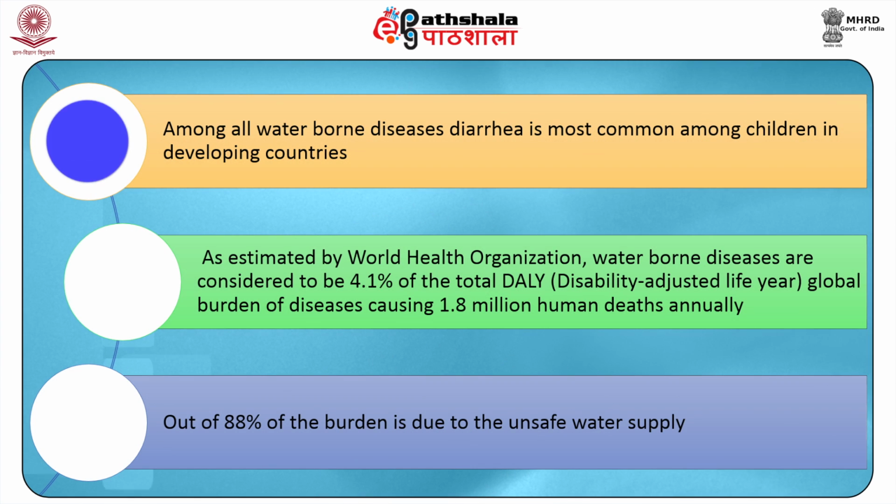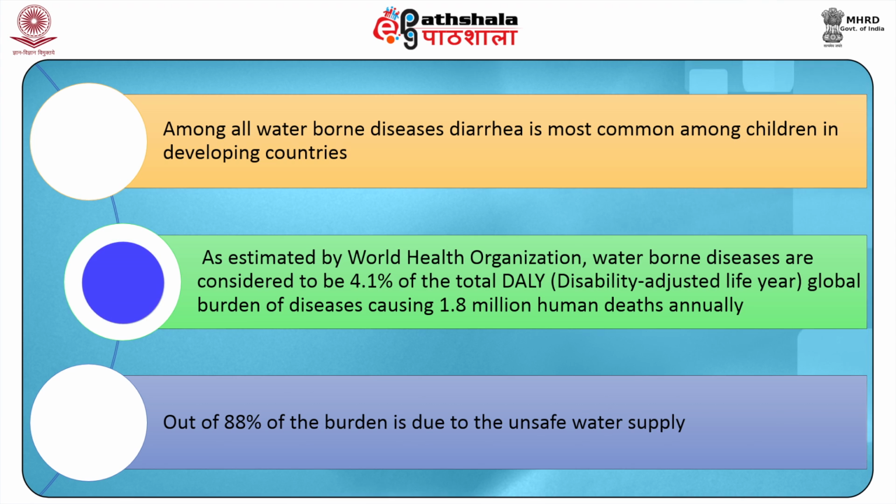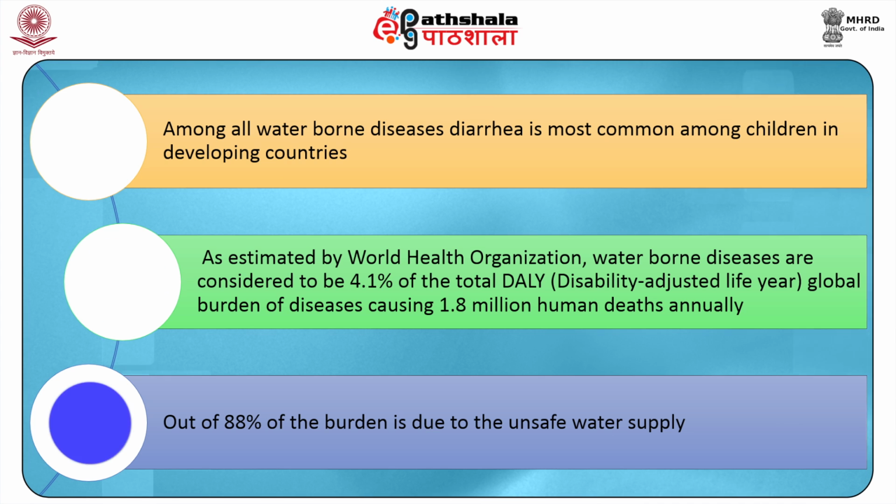Amongst all waterborne diseases, diarrhea is most common amongst children in the developing countries. As estimated by the World Health Organization, waterborne diseases account for 4.1% of the total DALY. DALY is basically the disability adjusted life year, a measure of the global burden of diseases, causing 1.8 million human deaths annually. Out of this, 88% of the burden is due to unsafe water supply.